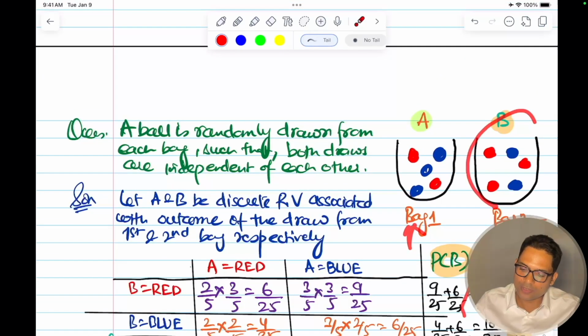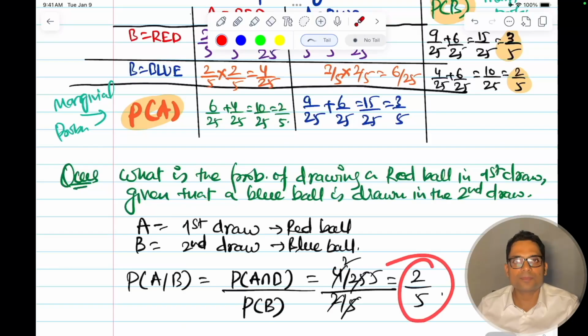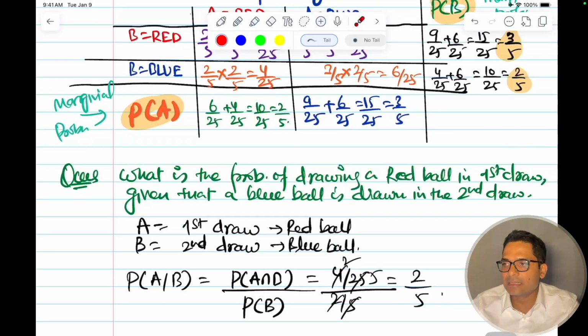So this blue ball is drawn in the second draw, so this is gone. Okay, so this second draw is given. So what is the probability of drawing a red ball from the first draw? This is 2 by 5, and that's what we got. I hope conditional probability is clear.